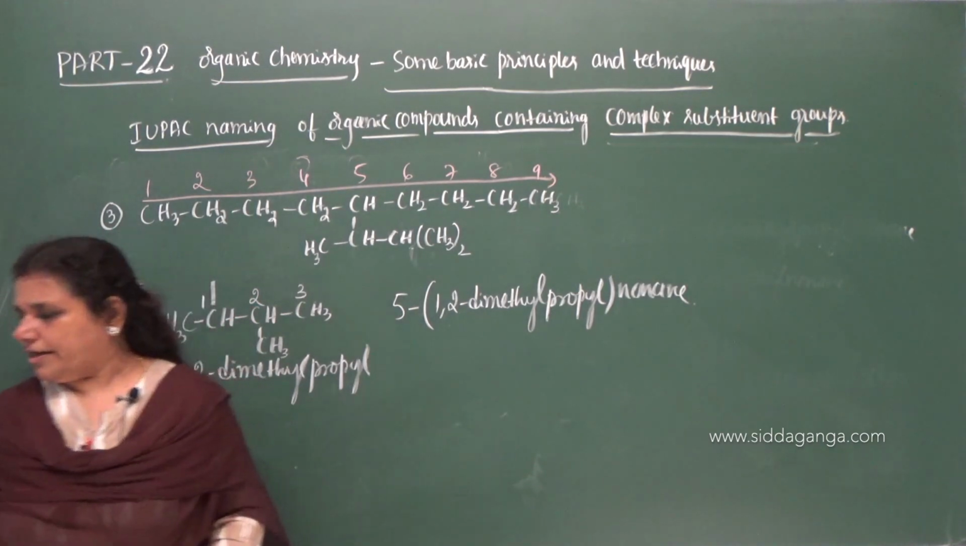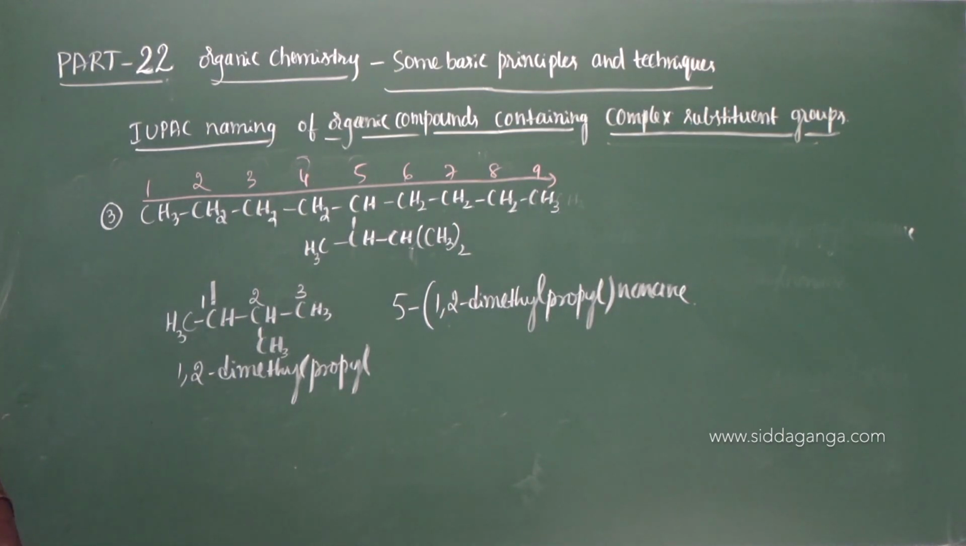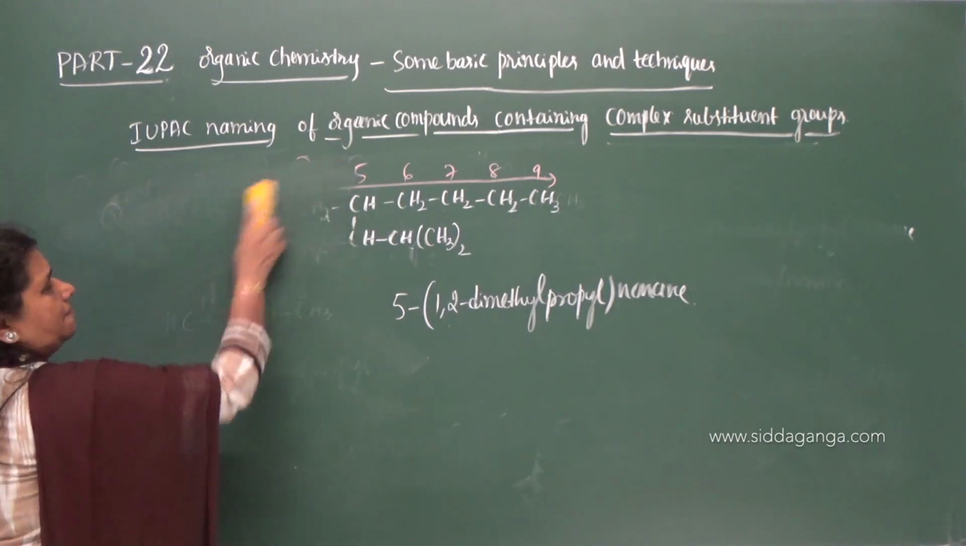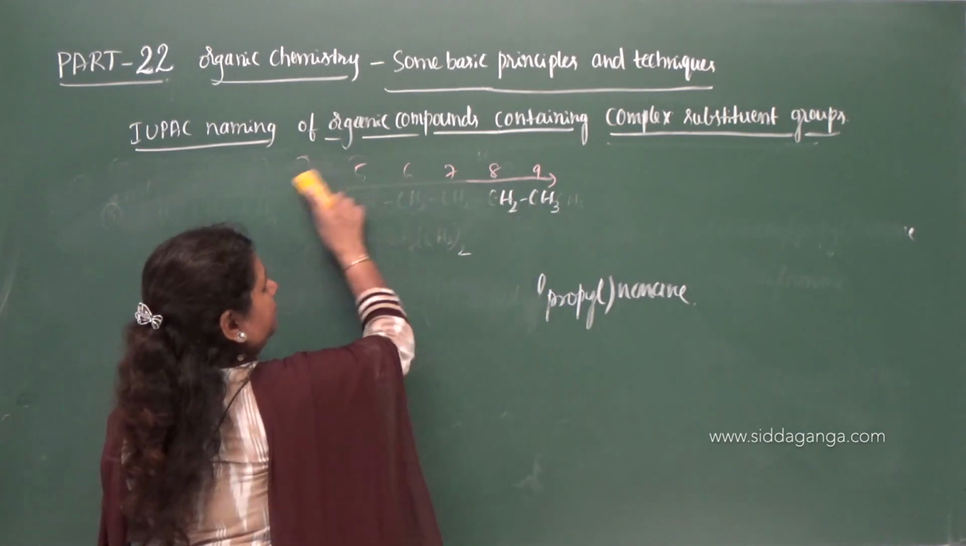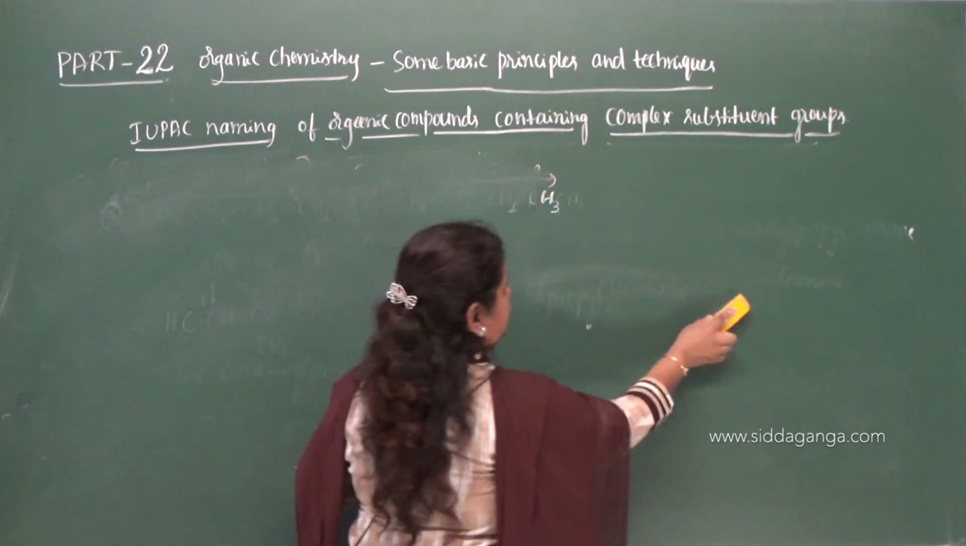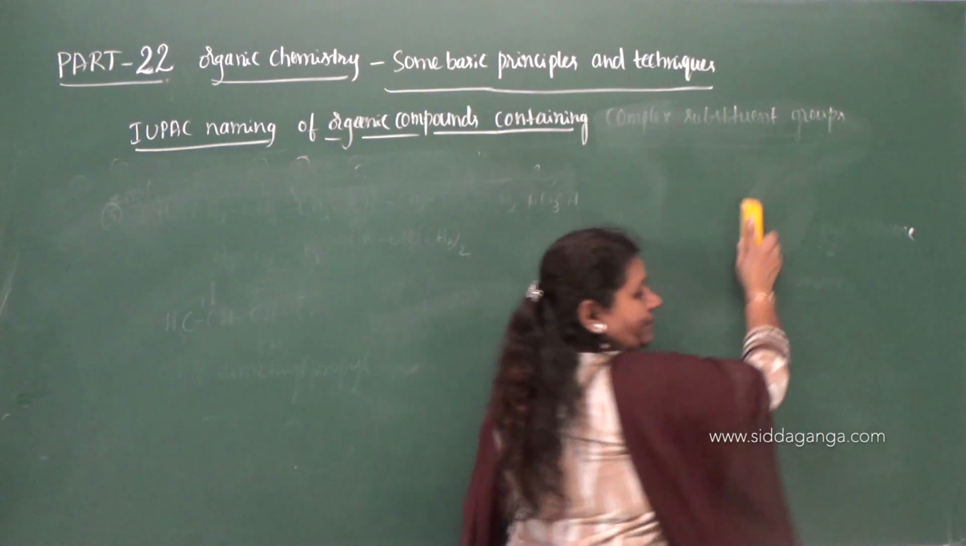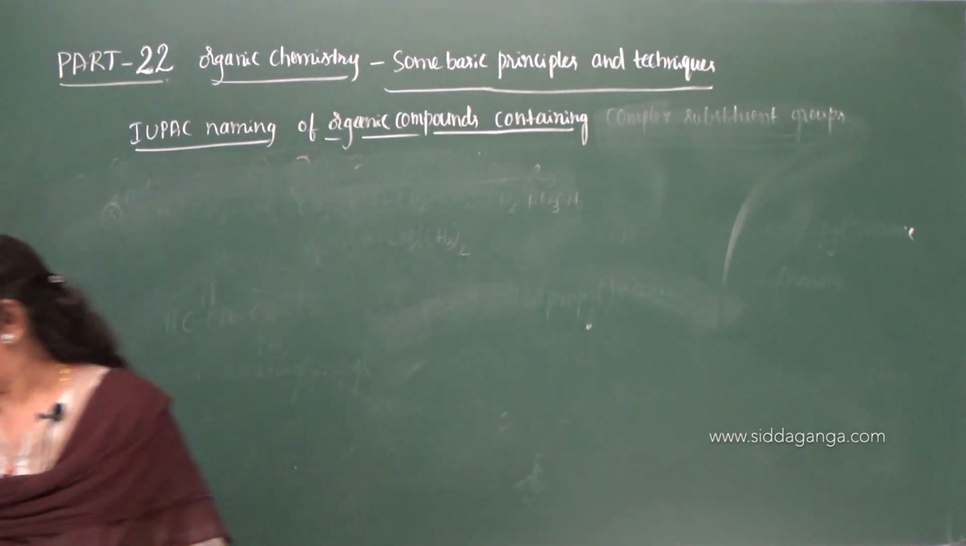Okay. Now let us move on to the next concept here. Write the heading: IUPAC naming of organic compounds containing multiple bonds.